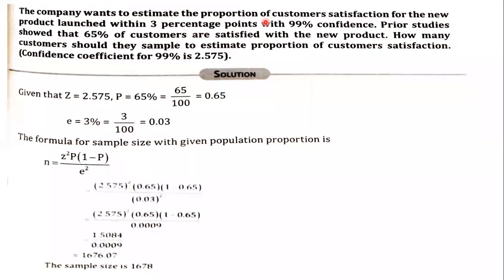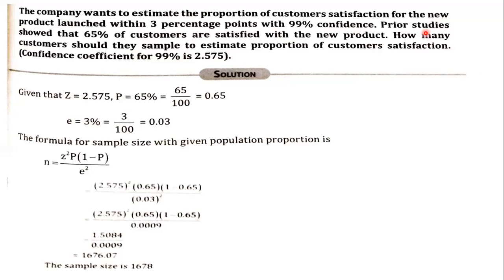Okay. Now, the company wants to estimate the proportion of customer satisfaction for the new product launched. So they have launched a new product. They want to understand the customer satisfaction. Now, there is some proportion in that. Let us see what is that. The company wants to estimate the proportion of customer satisfaction for the new product launched within 3 percentage points. So this is the criteria, 3 percentage points with 99% confidence.